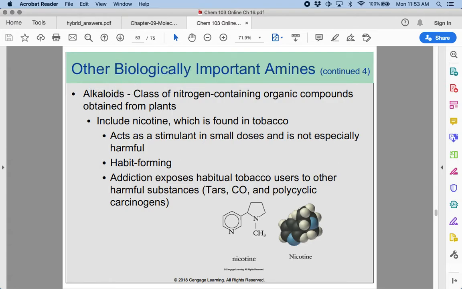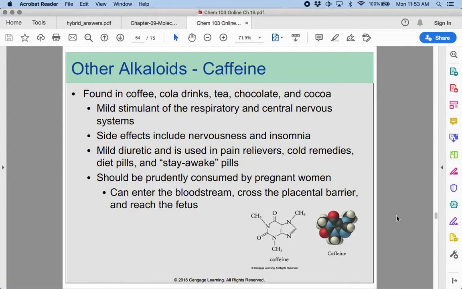The other type of important amines that we'll see in our biological sections are things called alkaloids. So these are typically nitrogen-containing compounds that are found in plants. So everything from nicotine to caffeine to THC to things found in peyote, basically every psychotropic drug that is plant-based has some sort of alkaloid in it, which is a nitrogen-containing organic compound.